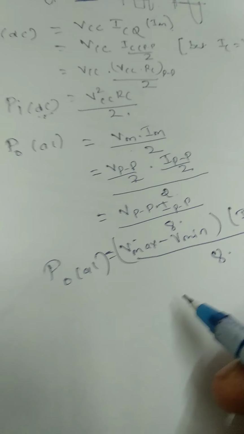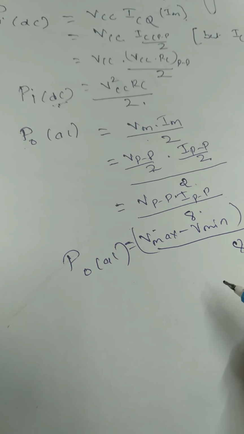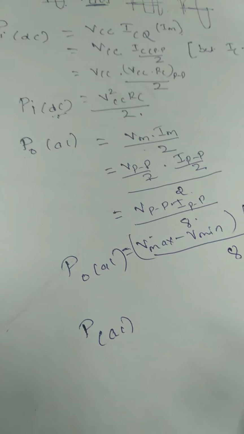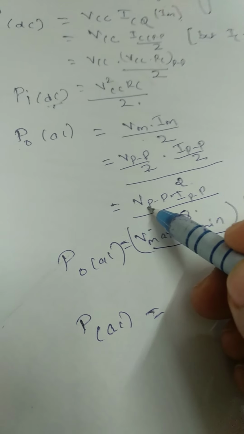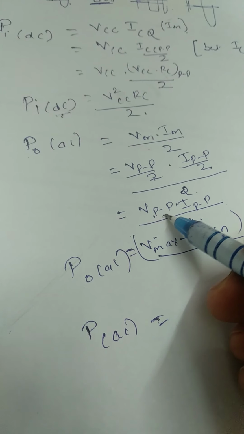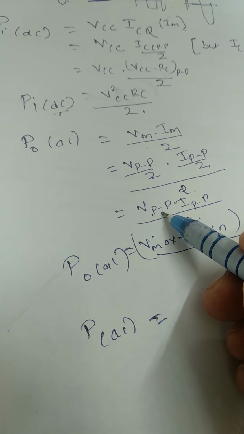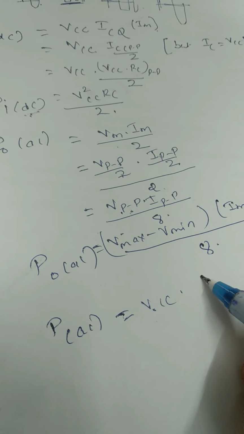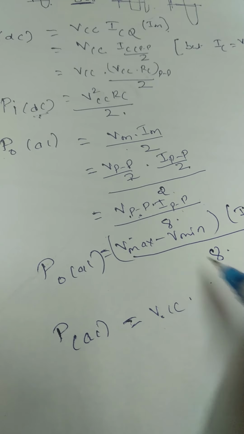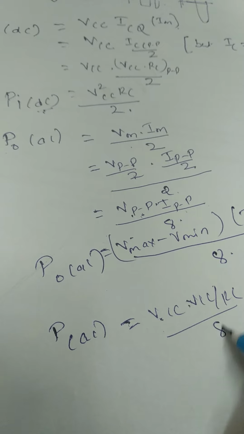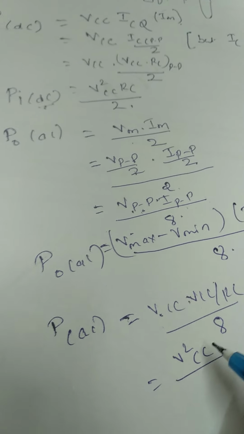So in other words, I can write POAC. What is V peak to peak? The maximum VCE peak to peak is VCC. What is the maximum I peak to peak? Maximum I peak to peak is VCC divided by RC, divided by 8. So that will become V square CC divided by 8 RC. So that is PAC.